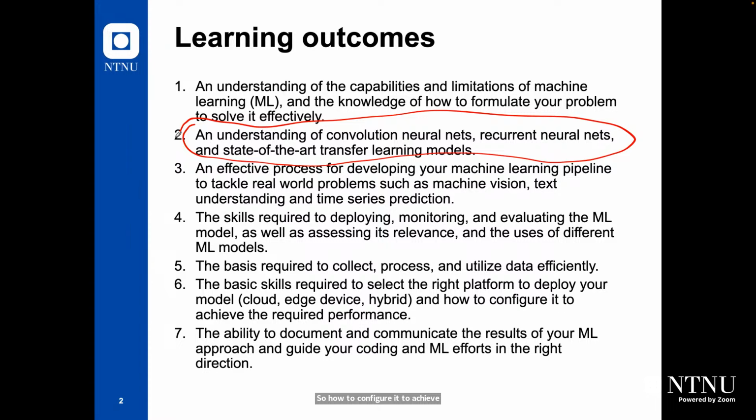Also, the ability to document and communicate the results of your machine learning approach and guide your coding and the machine learning effort in the right direction. We have a problem. In fact, many students did a fantastic job. They are very good in coding, but they don't have good documentation, and they cannot communicate the results from their model very well with the readers. You are writing papers, so you need to know how to communicate your results effectively with your readers or with the evaluators of your thesis or your paper, for example.